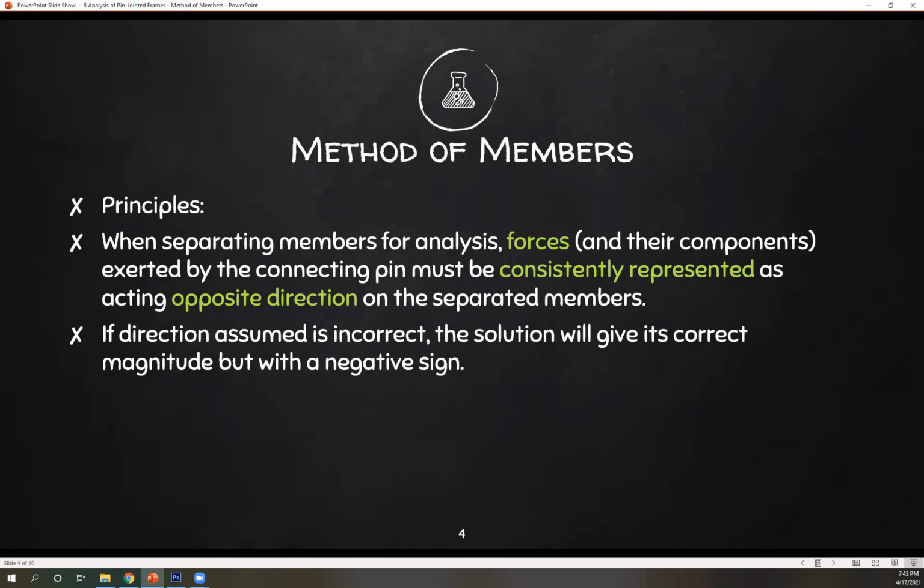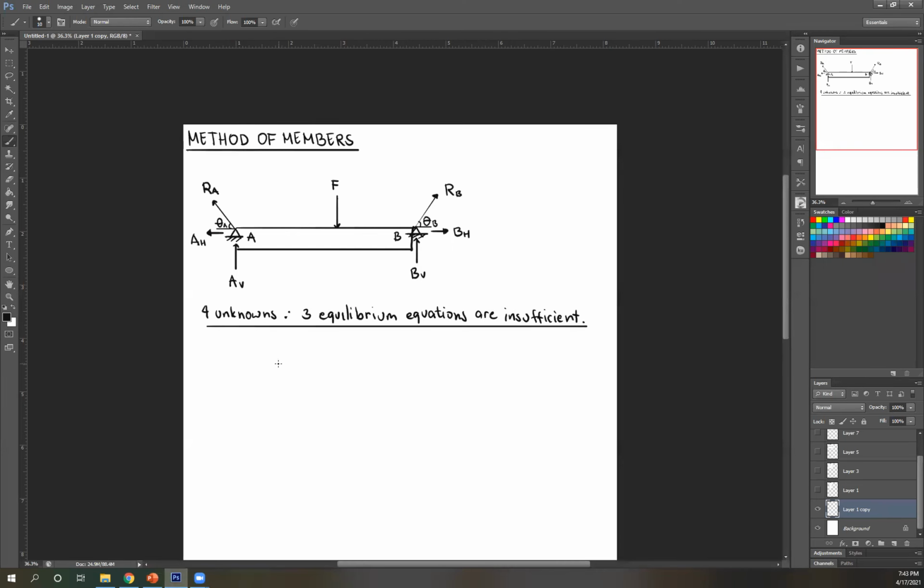Now here are the principles of method of members. When separating members for analysis, forces and their components exerted by the connecting pin must be consistently represented as acting in opposite directions on the separate members. What does that mean? So for example, you have something that looks like this, okay? You have three members that are connected.